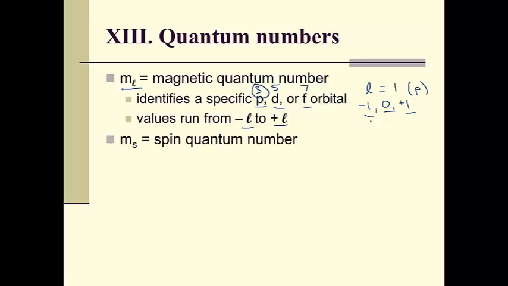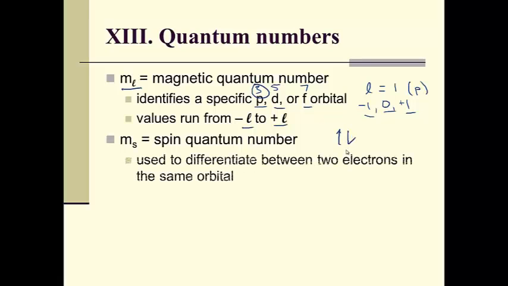And the last one is for our spin. m sub s, a spin quantum number. And remember, our spins basically just mean the electron's either pointing upward or downward. So it's used to differentiate between 2 electrons in the same orbital. Remember, you cannot have 2 electrons with the same spin in the same orbital. And the values are either plus 1/2 or minus 1/2.